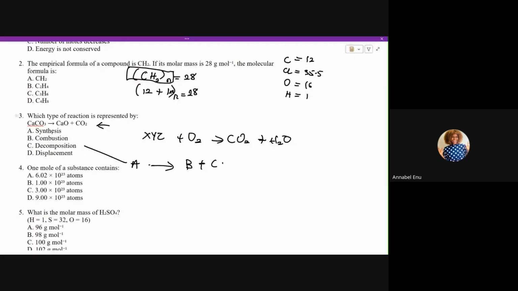Then displacement is where maybe two or more reactants will be reacting. One with probably higher priority than the other will displace the other. So for example, let's say sodium plus zinc.